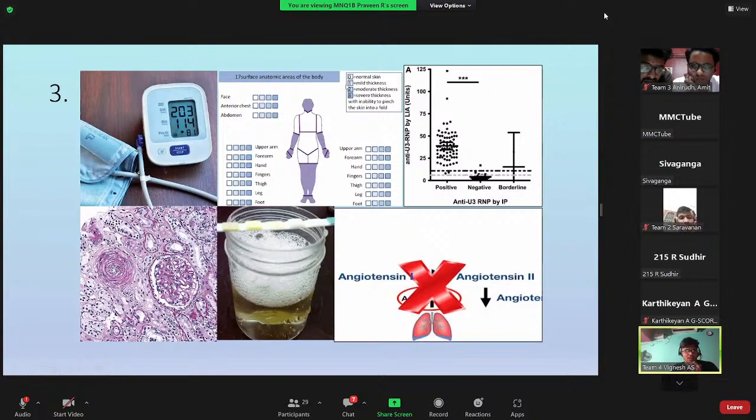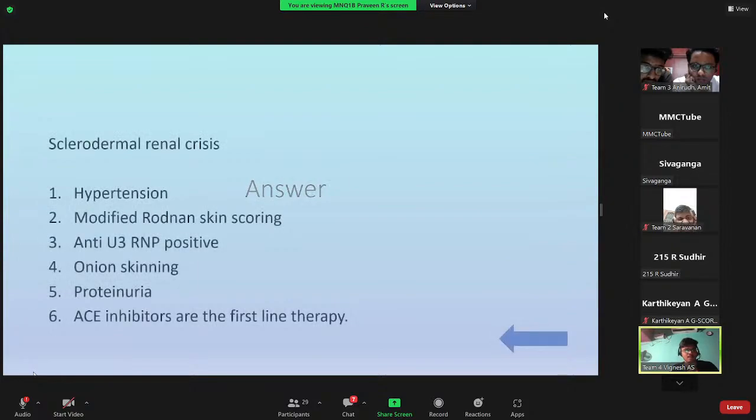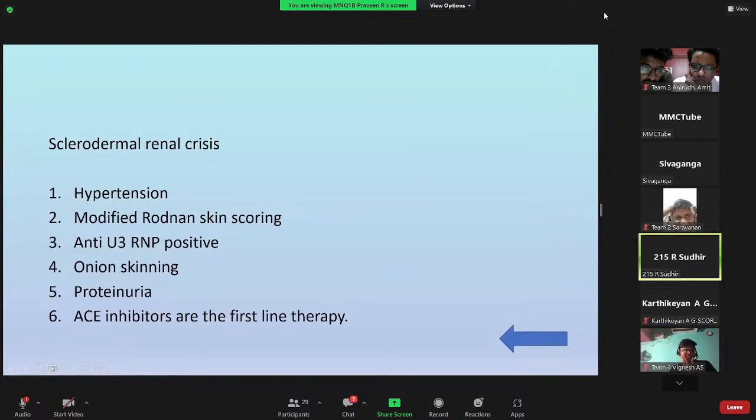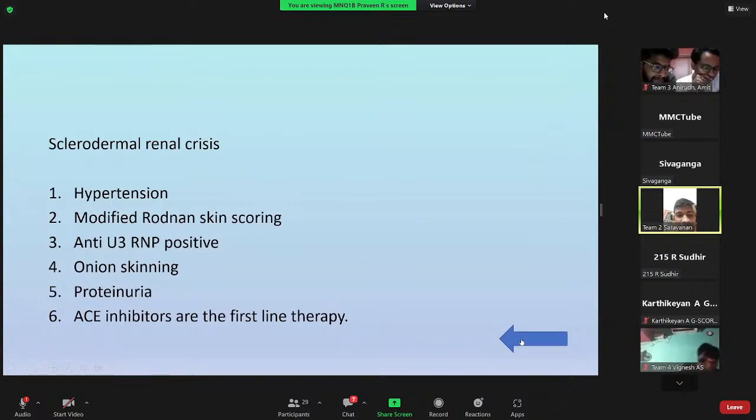Answer slide, please. So what were the bounce answers? Teams 1, 5 and 6 have answered scleroderma renal crisis. Team 3 has answered systemic sclerosis. Team 2 has also answered. No, but you have answered after the bounce time was over. I was checking, I'm sorry, there were connectivity issues. No, it came after. Sir, just after. No, can consider.